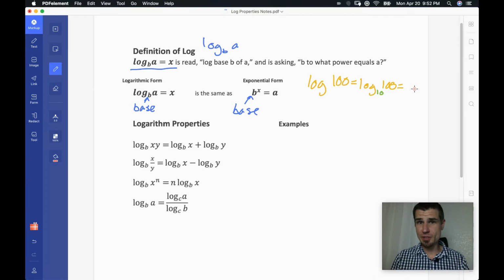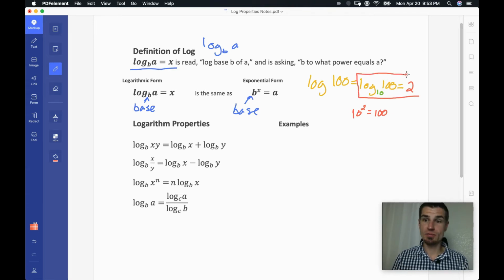But it still begs the question, what is log base 10 of 100? Now remember, this is asking you to evaluate something. It's saying 10 to what power is going to give you 100? 10 times itself, how many times gets you 100? Well, we know that 10 squared is equal to 100. 10 to the second power is 100. So log base 10 of 100 is equal to 2 because 10 to the second power is equal to 100. So this is just a really quick example of what it would look like to evaluate a logarithm.